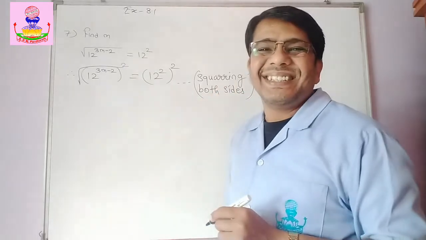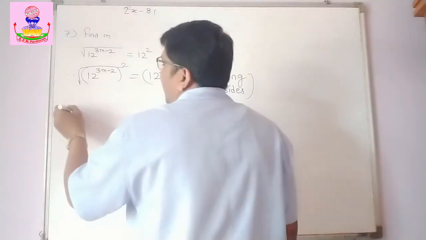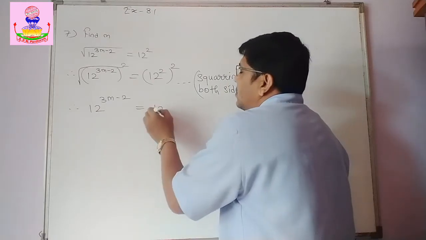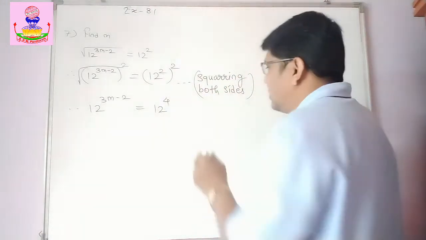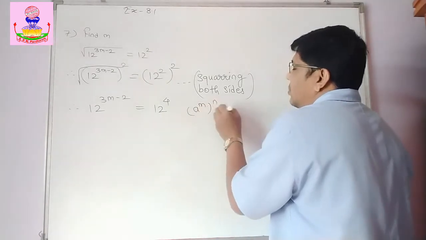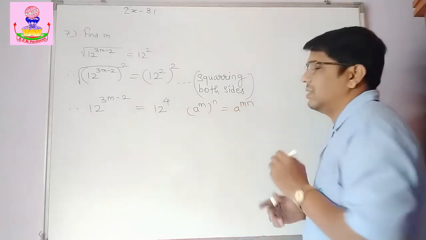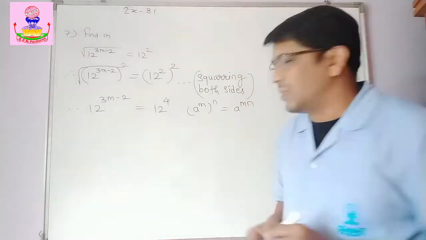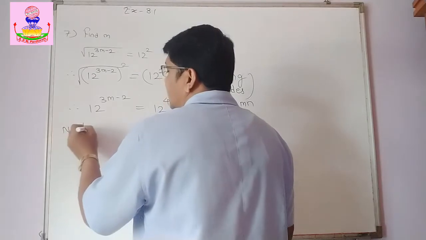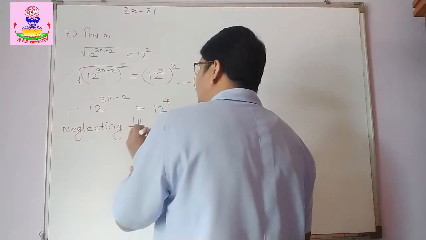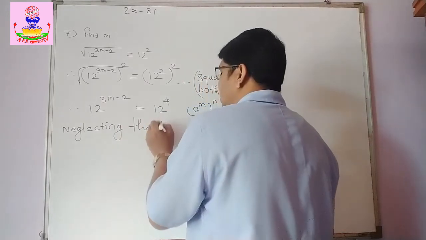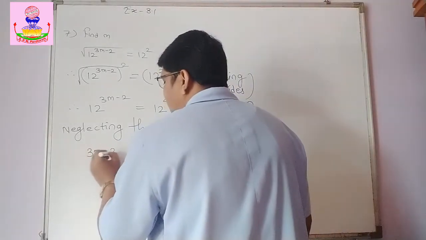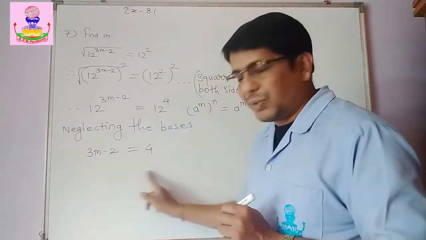Now this square root and square sign will be cancelled. So you will have 12 raised to 3m minus 2. Now this will become 12 raised to 4. 2 2s are 4. I believe you know this law of indices: a raised to m, whole raised to n, is equal to a raised to mn. The same law I have used. Now see the bases. Bases are same, so neglecting the bases, compare only the powers. When bases are same, we can compare the powers. So I will have 3m minus 2 is equal to 4.